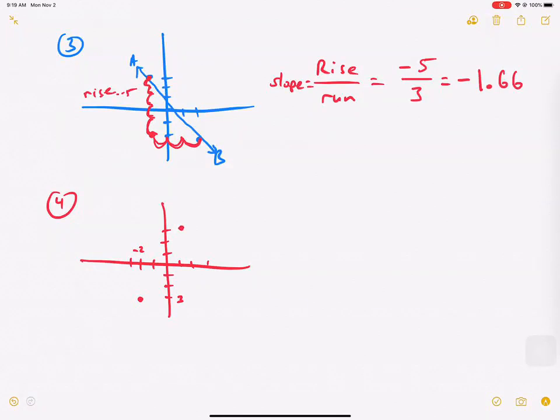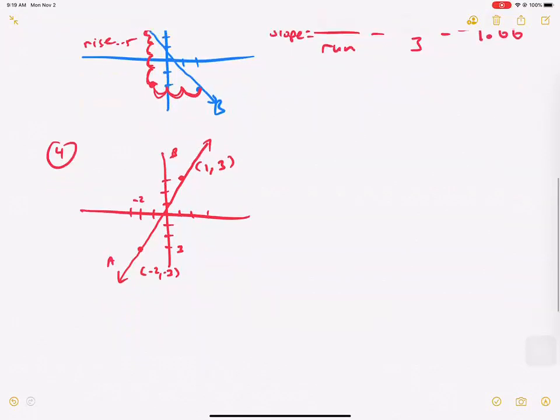Okay. So this is point A and then point B. I'm going to draw a line through it. So we're going from point -2, -3 to point 1, 3. Okay.